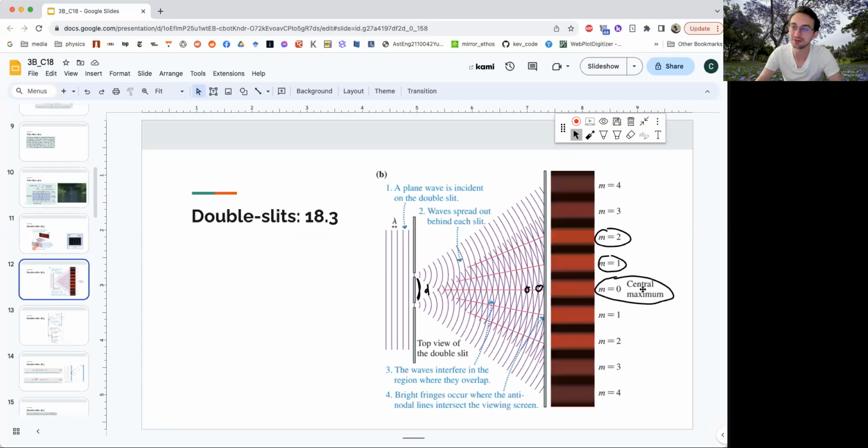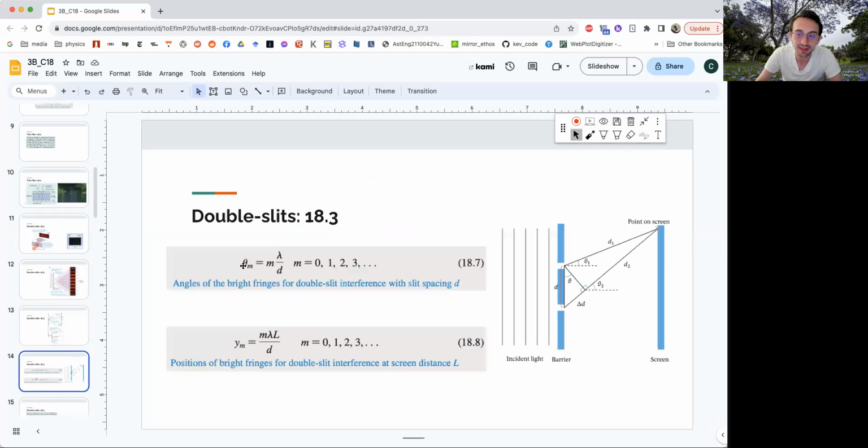When m is 0, we get the central maximum. If m is 1, just to draw this on the diagram, we would have this right triangle right here. And so this angle on the left is our theta sub 1, just to give you a practical example of what these thetas are telling you.